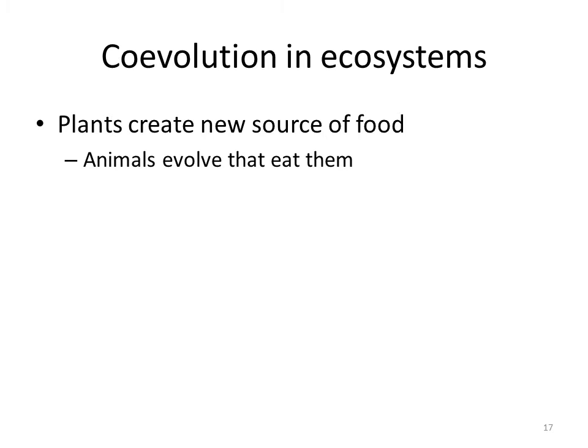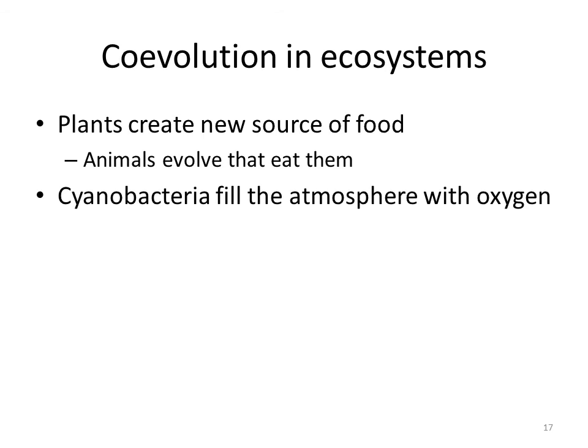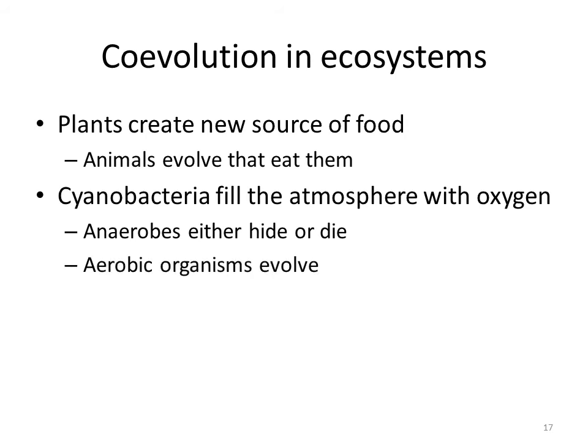filled with anaerobes, organisms that operate without oxygen and generally don't prosper in its presence. Then cyanobacteria evolved and went nutty photosynthesizing and producing oxygen. The new environment was generally hostile to the anaerobes, which either hid in places with little oxygen or died off. The flip side was the evolution of aerobic organisms, things that need oxygen, things like us.